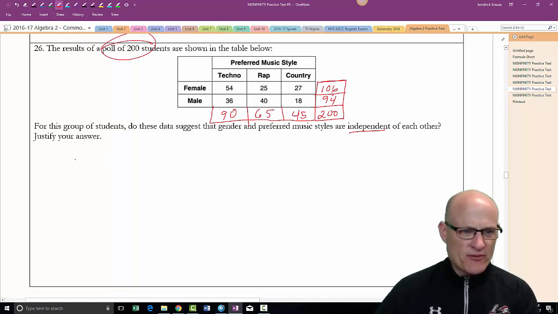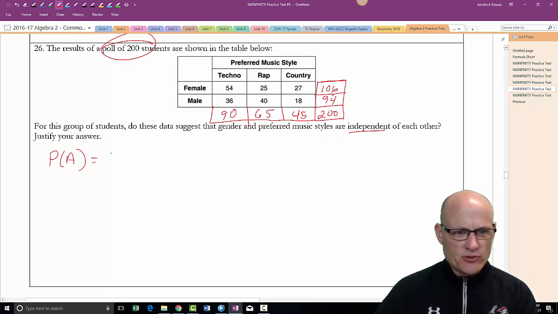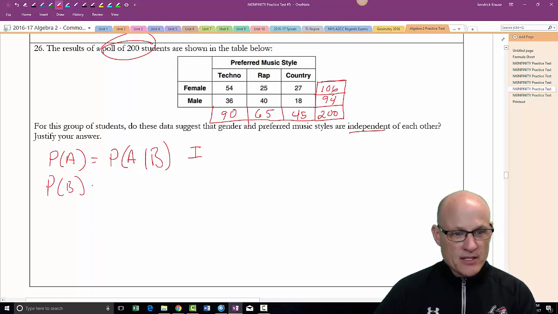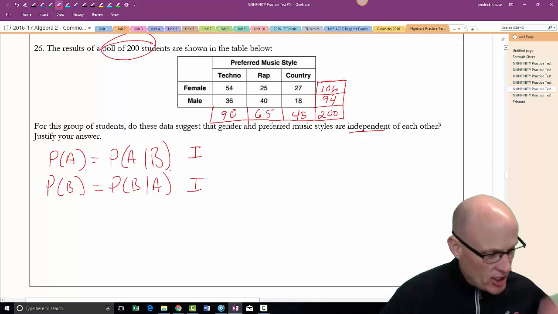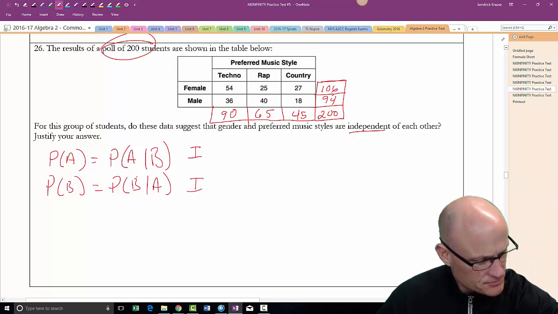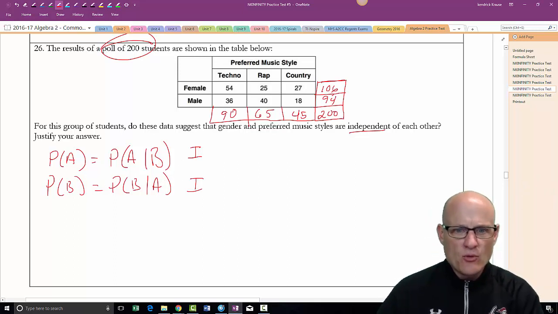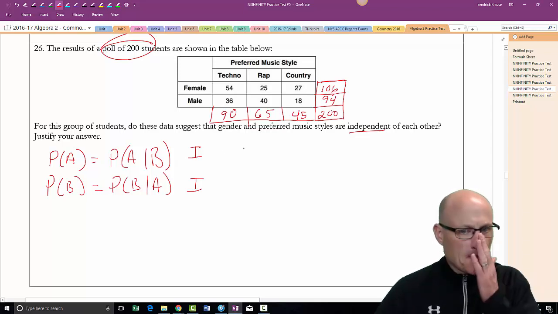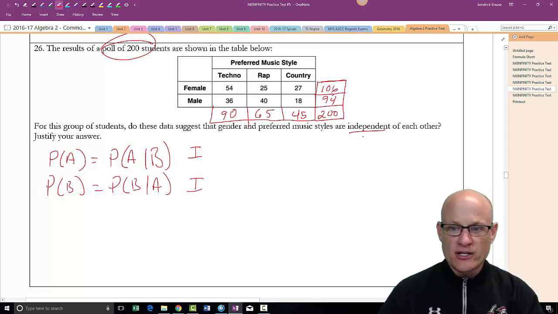So independent. We have a couple tests for independence. The probability of A is equal to the probability of A given B. If that's true, they're independent. Or the probability of B is equal to the probability of B given A. So it wanted to know if rap, gender, and preferred music style are independent of each other.